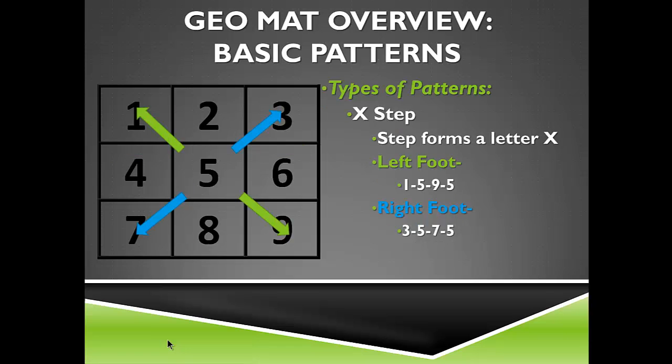Other types of patterns or steps that you can use in designing sequences that are very common are the X step. The X step, as by the name, forms a letter X. It's basically a left foot step to 1-5, then 9-5, followed by a right foot step 3-5-7-5. So left foot goes first, right foot, or you can do it vice versa, whichever way you introduce it. It's just one foot goes and the other foot goes in the X pattern.